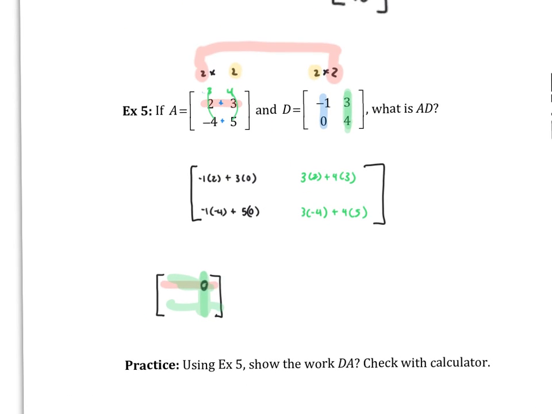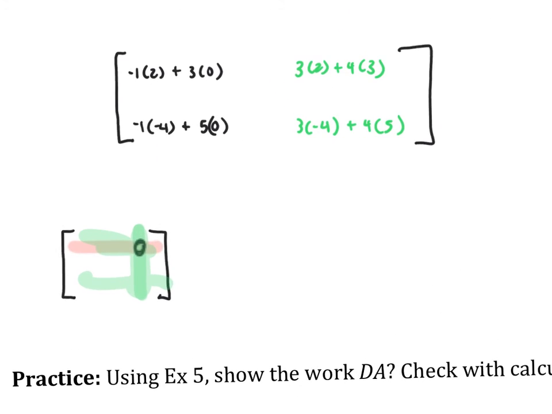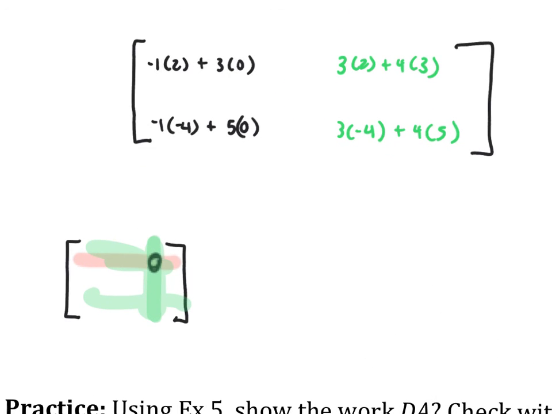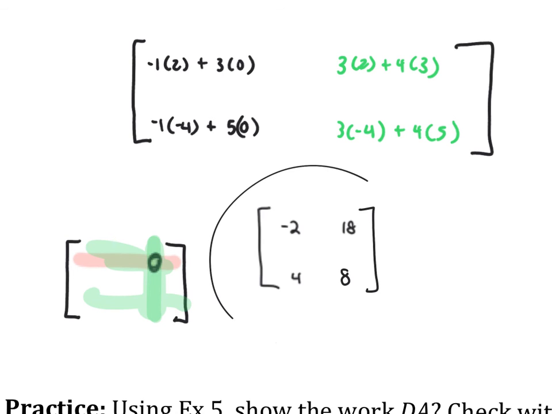So notice, again, a 2 by 2 times a 2 by 2 ends up with a 2 by 2 because of the outer components. And now, individually, let's just multiply and add. -2 plus 0, -2. 4 plus 0, 4. 6 plus 12, 18. -12 plus 20, 8. And there we go.